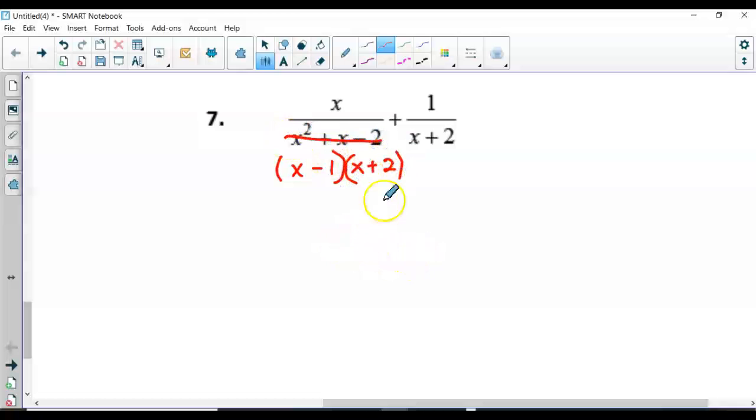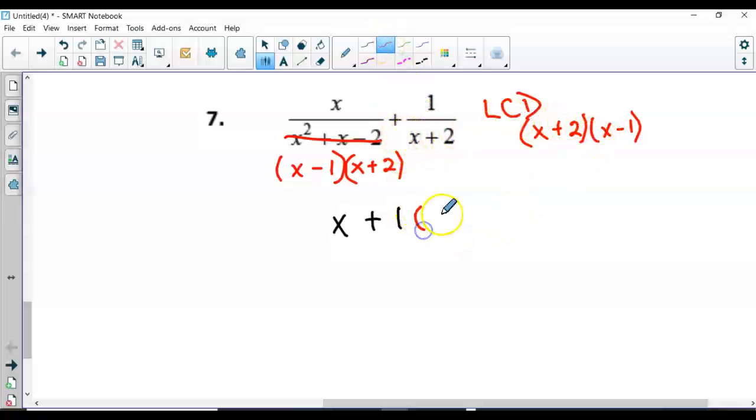So we're not using that anymore. So our LCD, write down what's common in both. X plus 2 is in both. And then whatever's left over, which is x minus 1. So that is our LCD. So x already has the LCD, so we don't need to multiply that by anything. Then we're going to say plus, and then 1 times whatever is missing in the denominator over here for the LCD, which is x minus 1. And we're placing that all over top of the LCD.